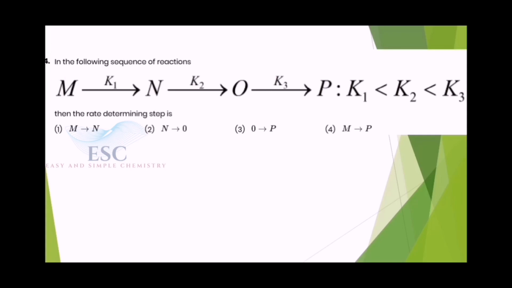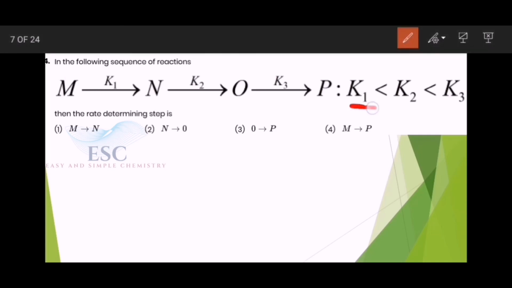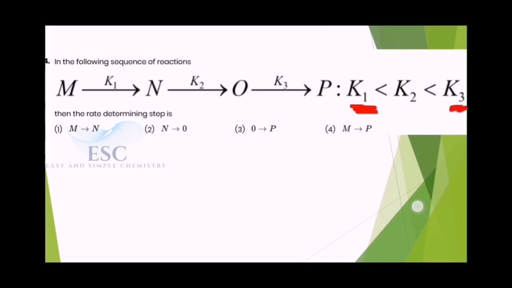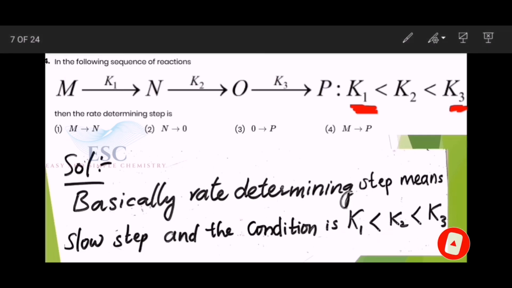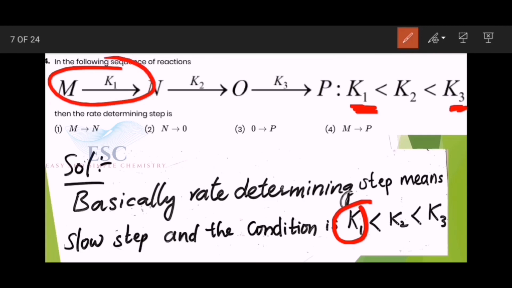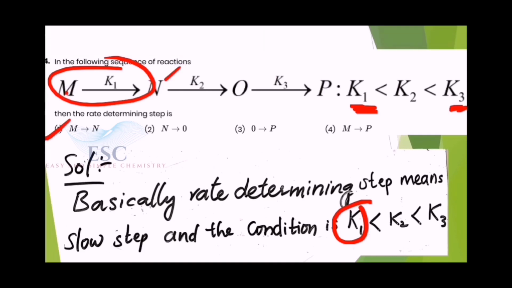The rate determining step means the very slow reaction. This has the lower rate of reaction and this has the higher rate of reaction compared to K1 and K2. See the solution. Basically the rate determining step means the slow step, and the condition is K1 is less than K2, K2 is less than K3. So K1 is a very slow step reaction, and it is the rate determining step. The option is M gives rise to N, so the first option is the right option.